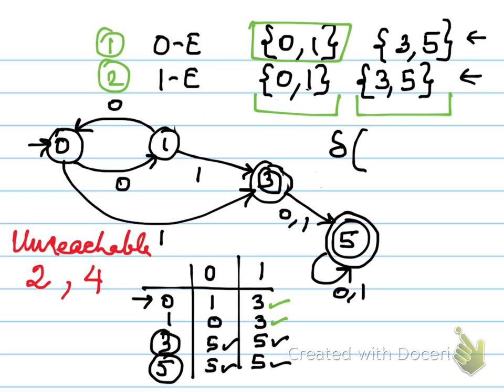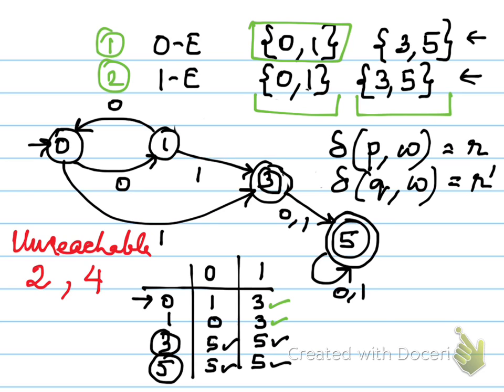If you look at the definition of equivalence, what does it say? It says delta of P on W and delta of Q on W, if it gives the states R and R dash, then both R and R dash must either be non-final states or both R and R dash must be final states. So for one equivalence, the length of W must be equal to 1. So it is one input symbol.